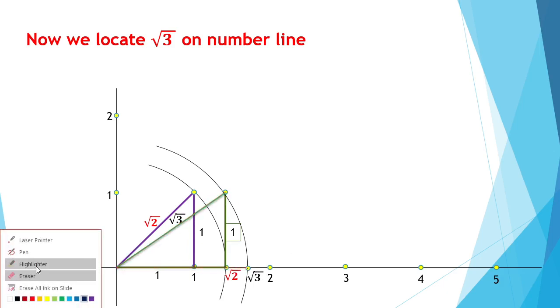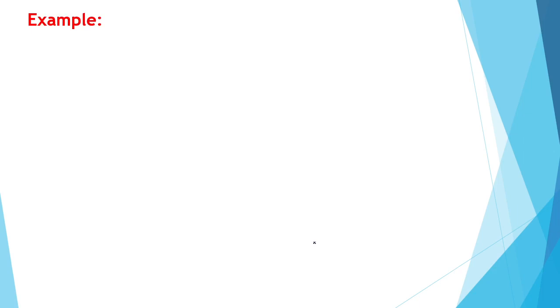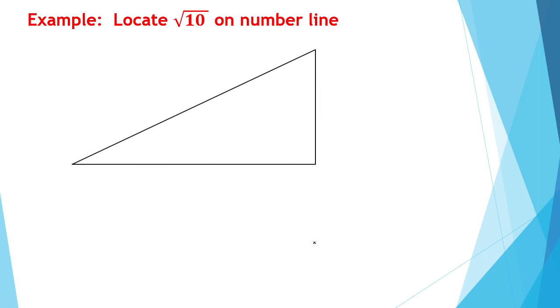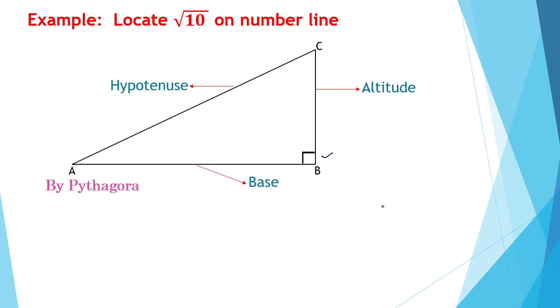Catch my point? Take another example. Locate root 10 on the number line. Again, we have to take the same right angle triangle, and the right angle is here. Now indicate A, B, C like this. What is that? Hypotenuse. Next, this is the altitude, and finally this is the base. Okay. Now what is the Pythagoras theorem? AC square is equal to AB square plus BC square.